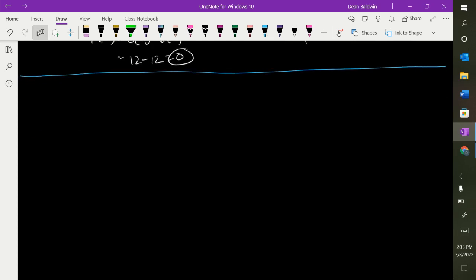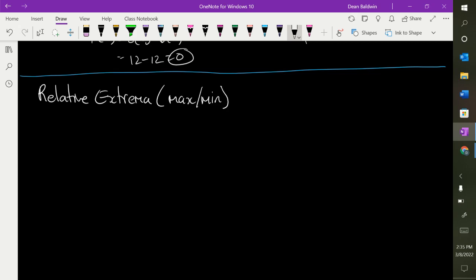So we're saying relative extrema, which are basically a max or a min, occur when the derivative f prime of x equals 0 or is undefined. And these points are called critical numbers.